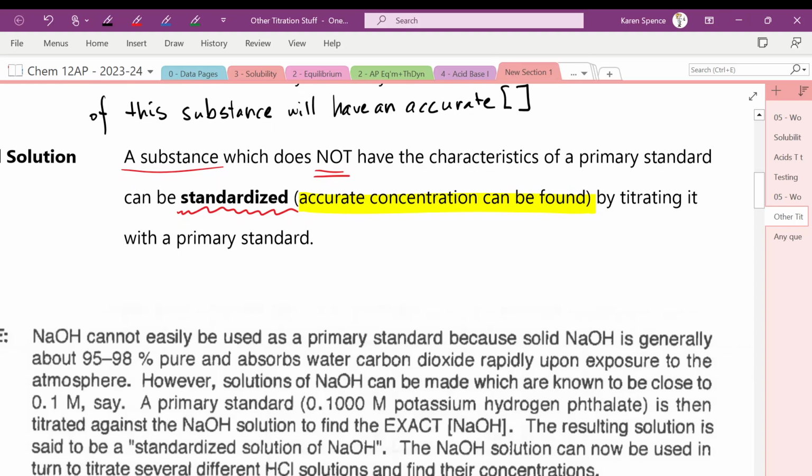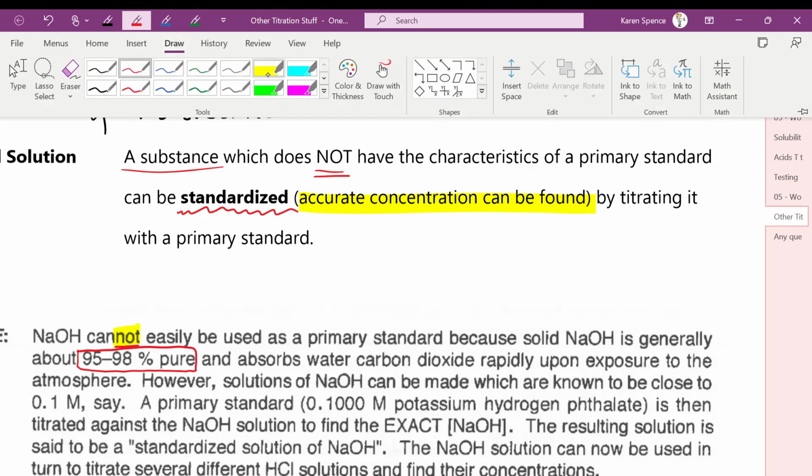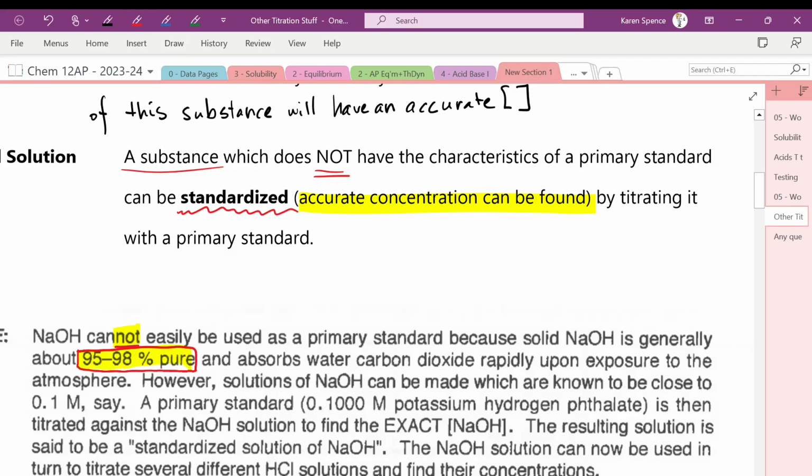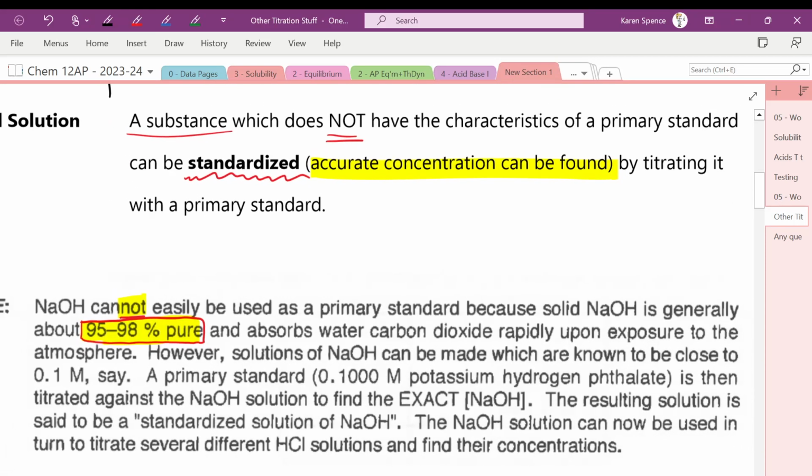So here, for example, we have NaOH, and this is directly lifted right out of Hebden. So if you want to go to the source, this is page 156. And I think I've put it as reading down on the bottom. Sodium hydroxide cannot be used as a primary standard because generally it is only about 95 to 98% pure. Is that very pure? No. All right.